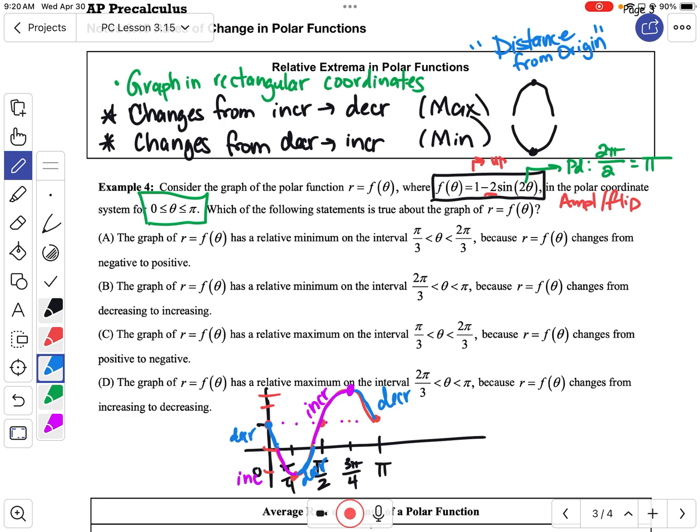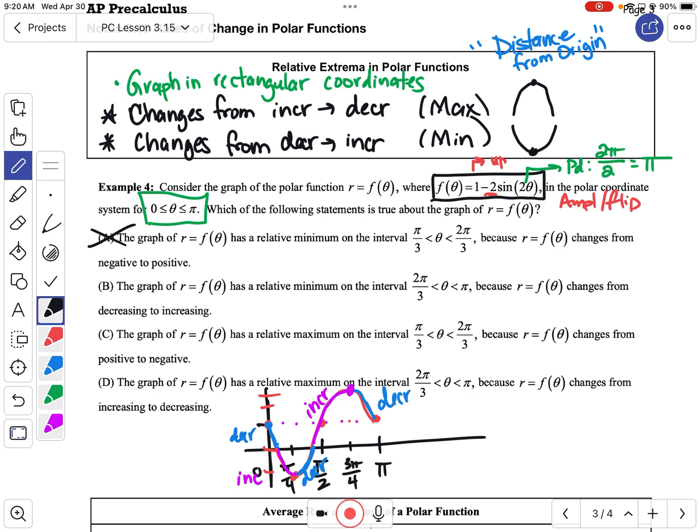Okay, so we're trying to figure out where we have maxes and mins. The first thing it says is that I have a minimum between pi over 3 and 2 pi over 3. A minimum would be I changed from decreasing to increasing between pi over 3 and 2 pi over 3. Well, let's see if that happens. I would change from decreasing to increasing. Okay, the intervals are wrong, right? Because this is going to happen at 3 pi over 4, so it can't be the first one.